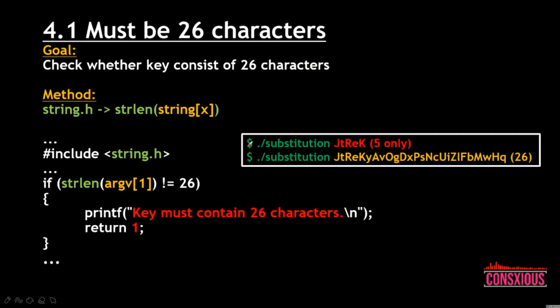So we go through the first one, which is must consist of 26 characters. We can use a method from string.h, string length. This is a string x. As we remember, this is argv1, so we use this as string x. So this will be rejected, it will be fulfilled. The program will be something like that. We have to include string.h, string length of argument vector 1 not equal to 26. If they are not equal, we have to print these statements to the user: key must contain 26 characters, return 1.